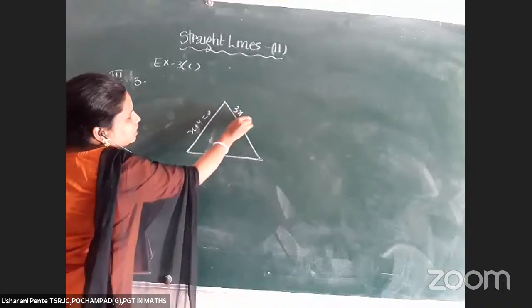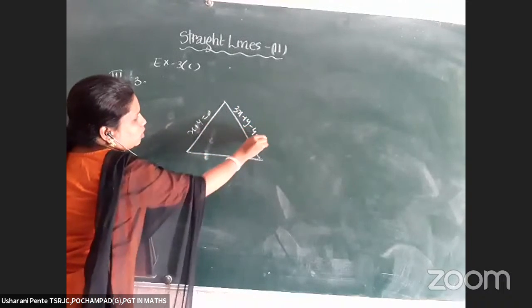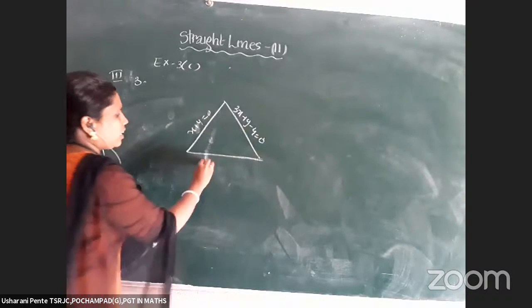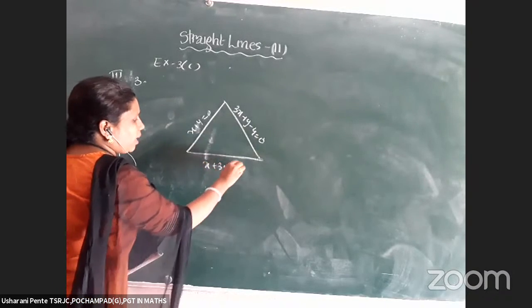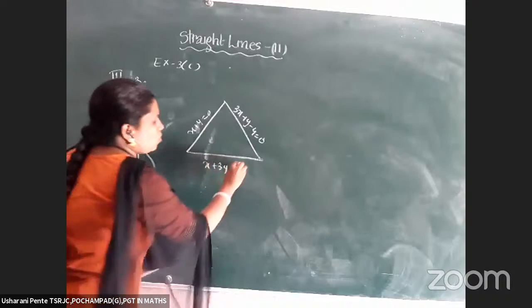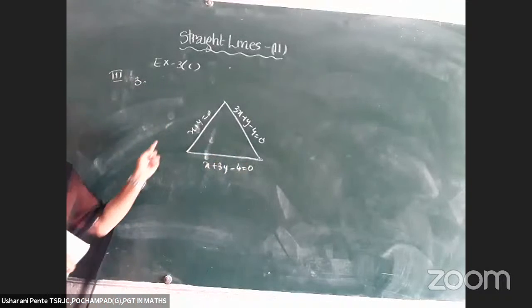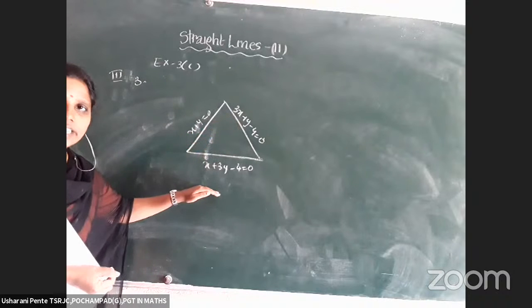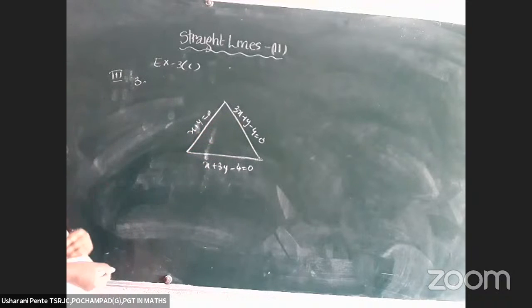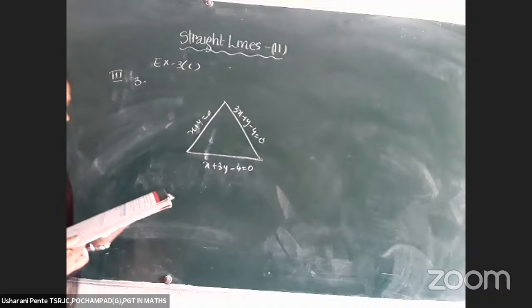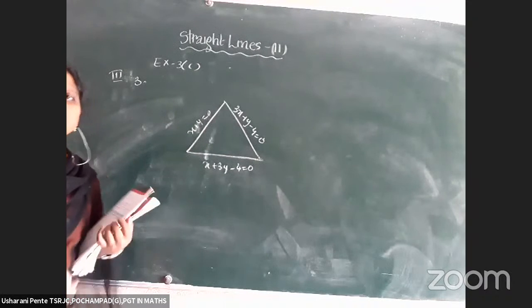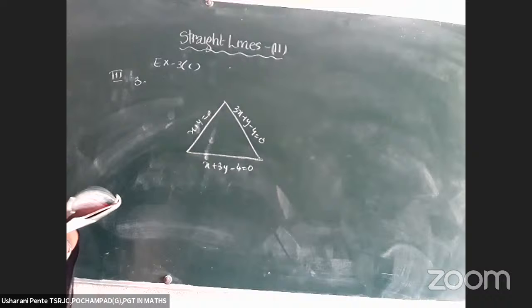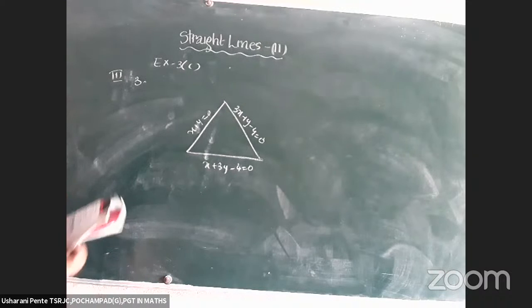3x plus y minus 4 is equal to 0, and x plus 3y minus 4 is equal to 0. In the question, they have given the equations of three straight lines. What they are asking is: show that the straight lines form an isosceles triangle.